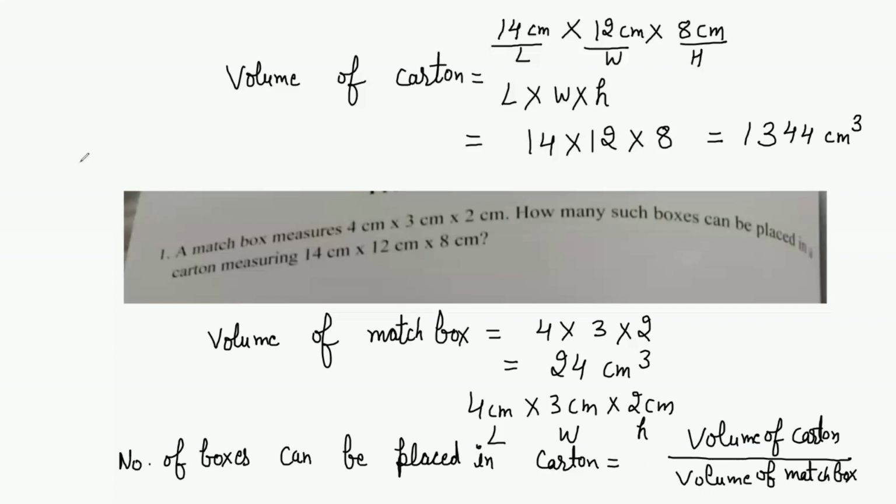So if I divide it, what will we get? We'll get 1344 divided by 24. So if I divide this, I'll get the number which is equal to 56. That means 56 boxes can be placed in the carton with the dimensions 14 centimeter, 12 centimeter and 8 centimeter.